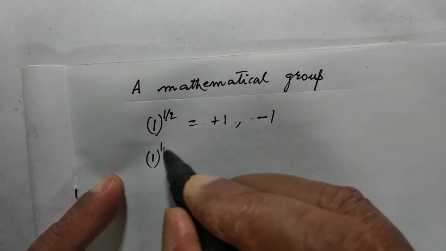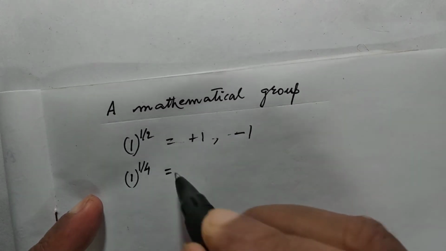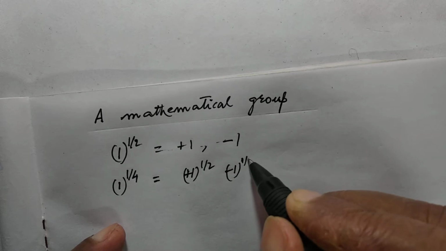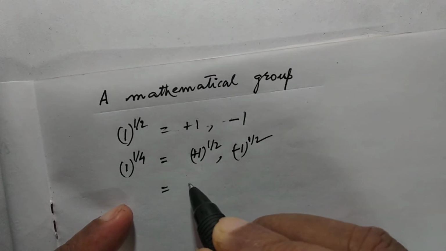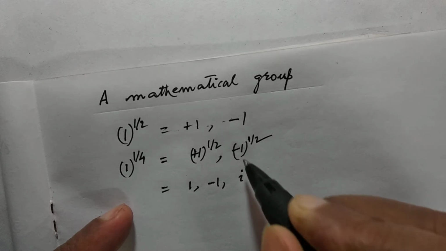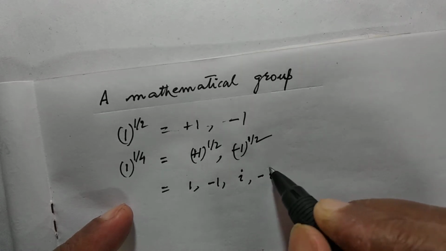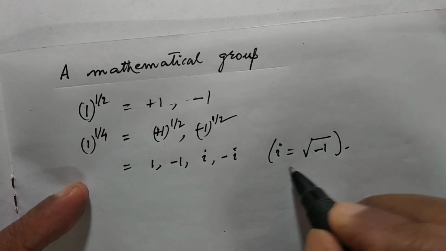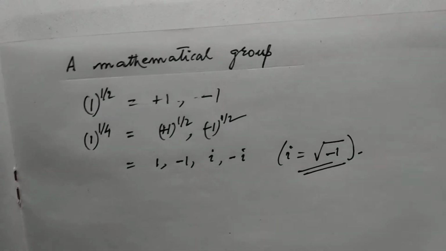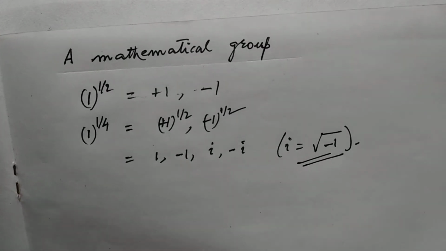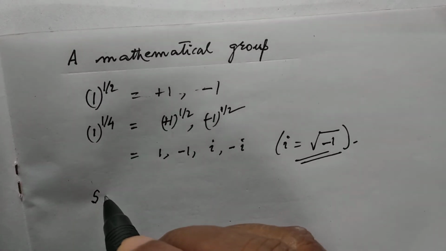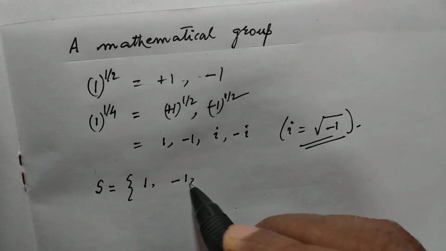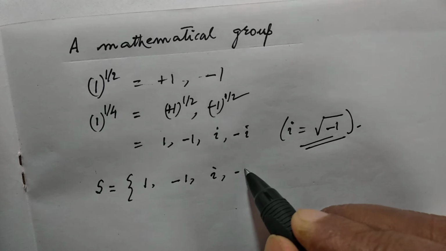Then what are the fourth roots of unity? They will be plus 1 to the power half and minus 1 to the power half. That is 1, minus 1, i. From this you will get i and minus i, where i is root over minus 1, the imaginary number. Now let us consider a set of these numbers, the set of fourth roots of unity: 1, minus 1, i, minus i.